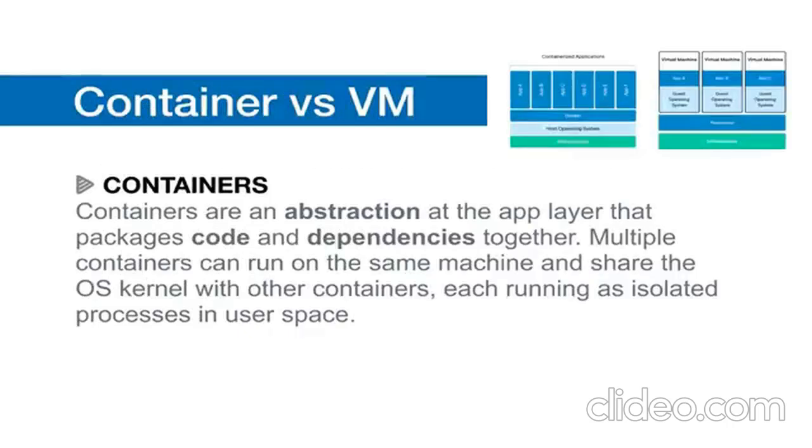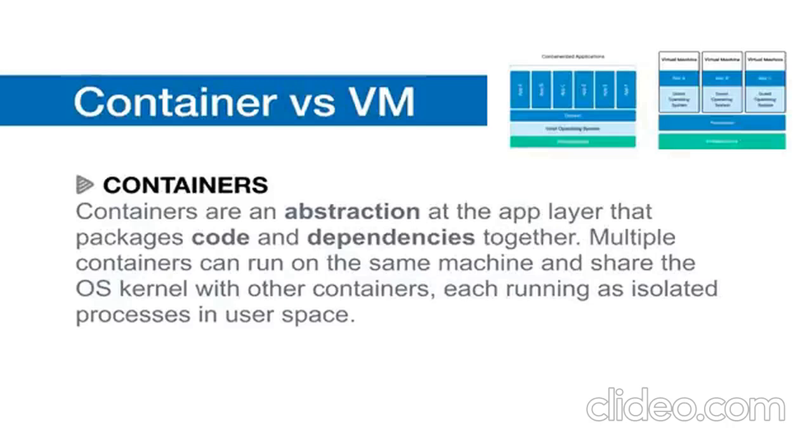So a container is an abstraction at the app layer that packages your code and dependencies together. Multiple containers can run on the same machine and share the OS kernel with other containers, each running as an isolated process in user space. This is very important because a container doesn't require a full operating system, and it simply shares the underlying operating system but runs in isolation of other containers.